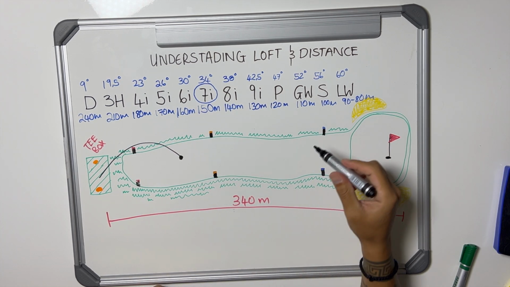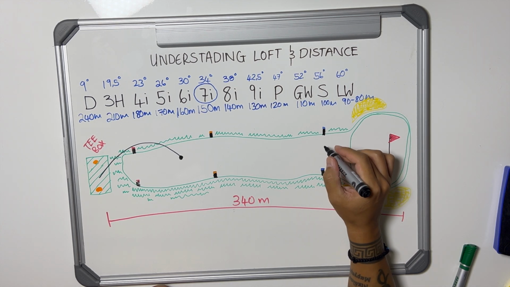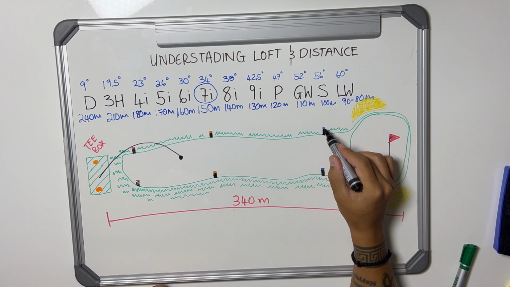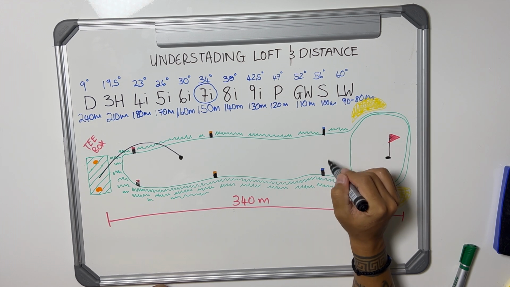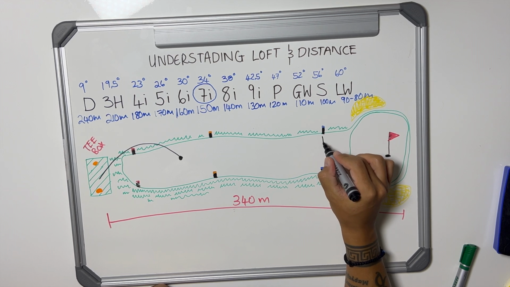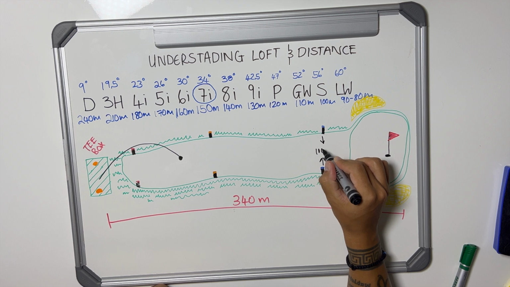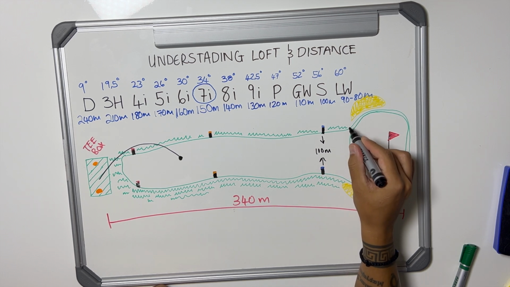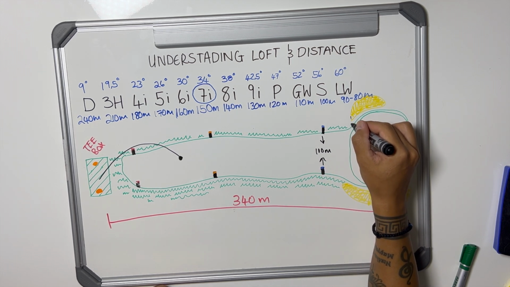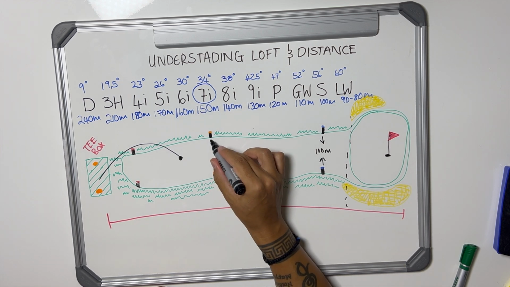Sometimes they go up to 50, this time I've done it up to 100. But for argument's sake, let's call this one 100. So this one is 100 meters left to the front of the green. The measurements are to the front of the green, guys. So 100 meters, then you get a 150.